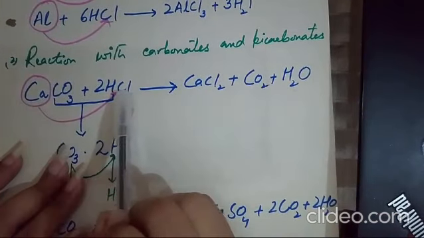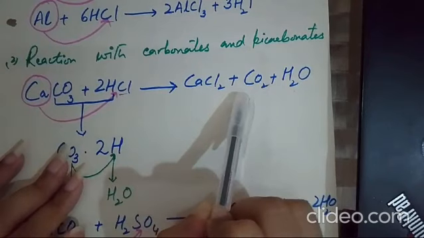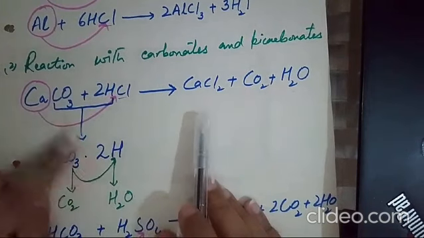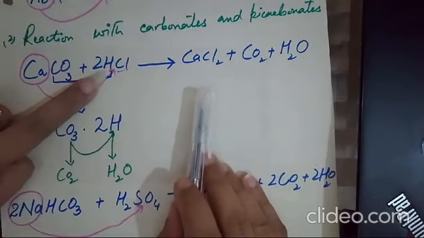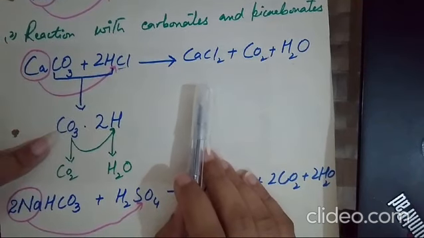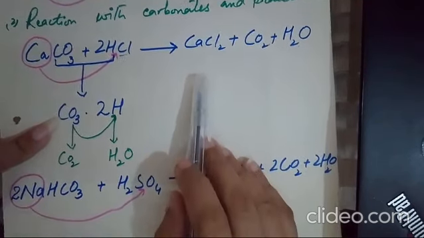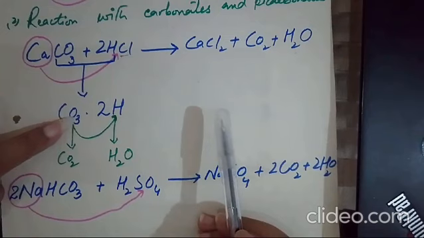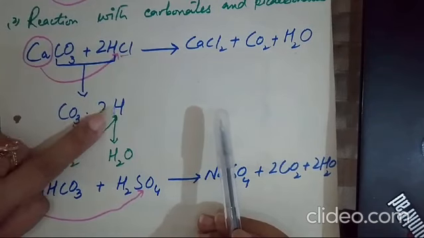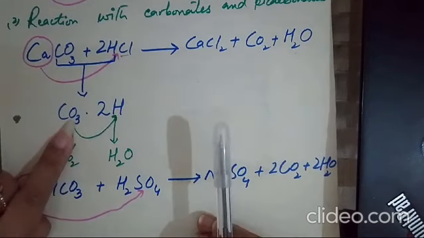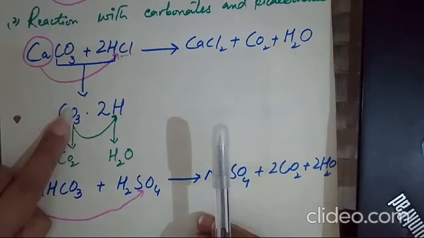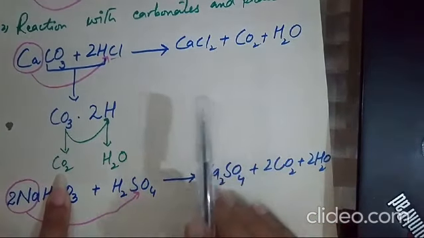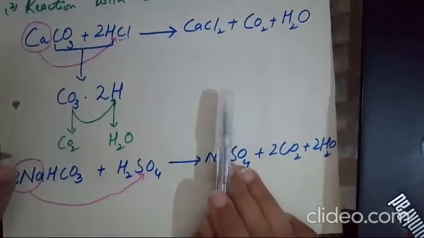Calcium combines with Cl, forming calcium chloride, but we have left behind CO3 and 2H. Now what will happen with CO3 and 2H is one oxygen from here goes towards 2H and forms H2O, and we are left with 2 oxygen, O2, released in the form of CO2. CO2, water, CaCl2. A very simple equation.